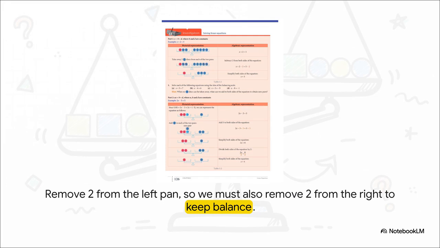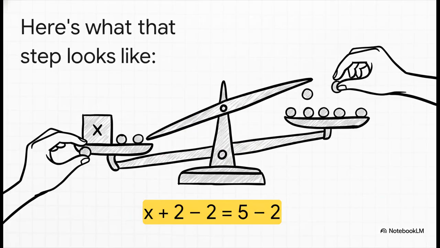To get rid of a plus 2, we just do the opposite. We take 2 away from the left side. But our golden rule, if we take 2 from the left, we absolutely have to take 2 away from the right to keep things balanced. And in the language of algebra, that's exactly what this looks like. We're subtracting 2 from the left side, and we're subtracting 2 from the right side. We're just mirroring the action from the scale.